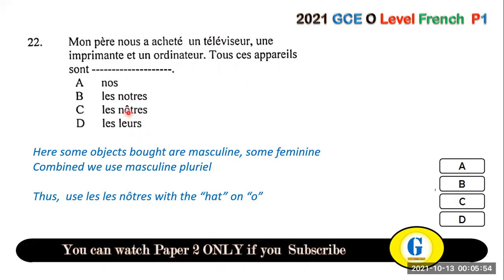And when you're using ours, since it is plural here, we use le nôtres. Le nôtres means ours. They are ours, okay? And when you're using this nôtre, you have to use this accent circumflex. You call it accent chapeau now. Accent circumflex or accent chapeau. So we use le nôtres with the hat on the O. So a key here is this.